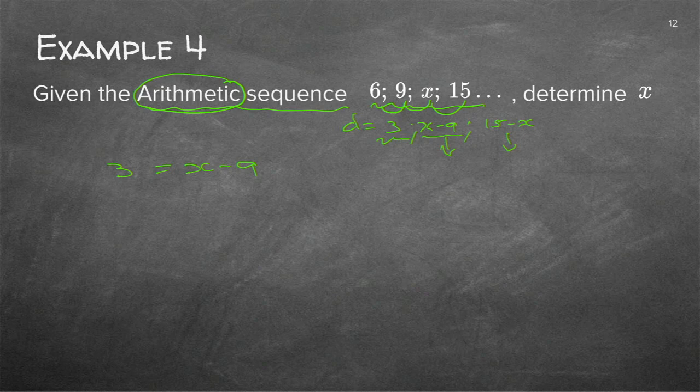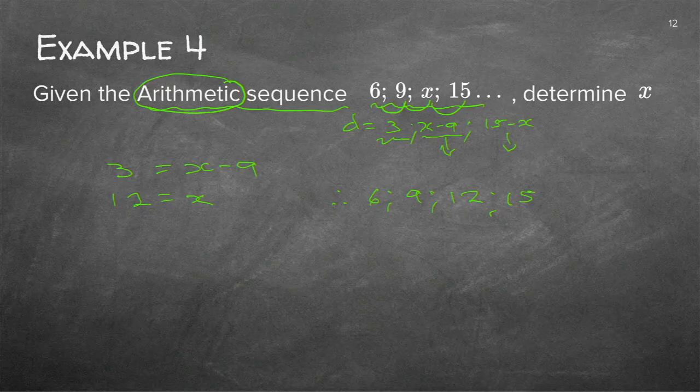because what happens now? I can solve the x. I get x all alone. It doesn't matter on which side it is. 9 plus 3 is 12. And if I now check, they only asked me the value of x. But if I just quickly check, 6, 9, 12, 15.